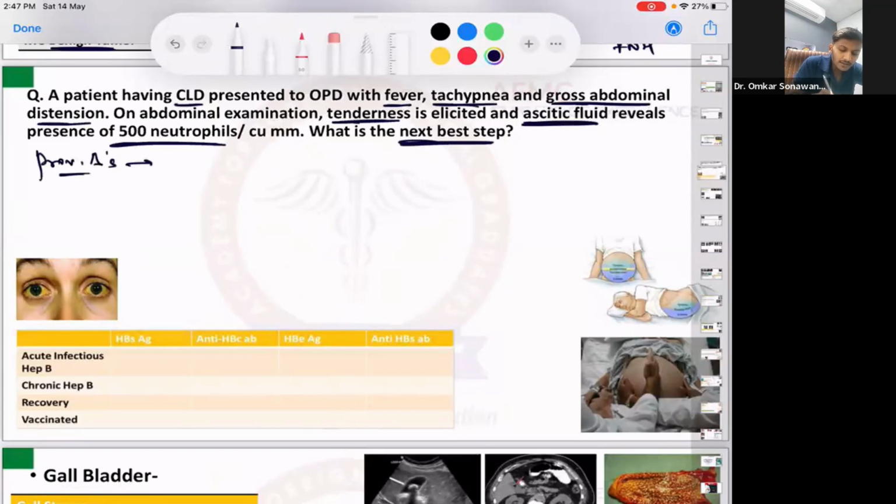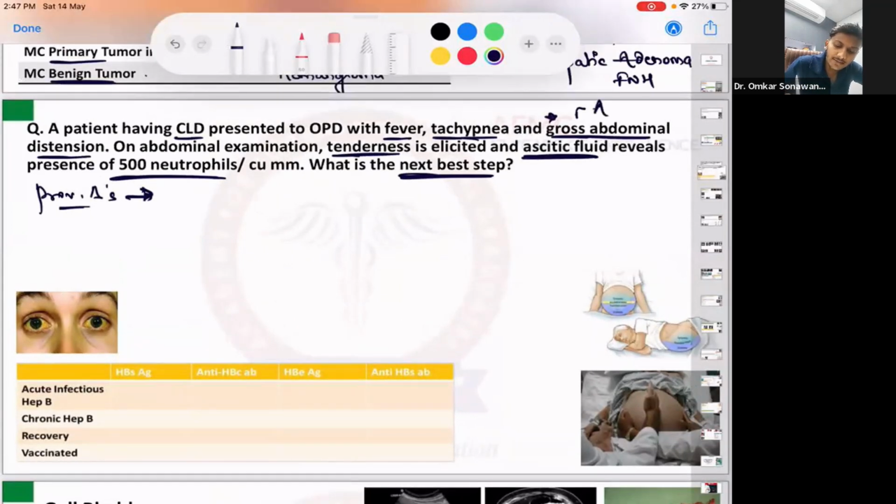So definitely, a patient of cirrhosis or chronic liver disease comes to you with gross abdominal distension. Definitely you are going to think in terms of ascites, because protein production from the liver will go down, and therefore there would be decreased plasma oncotic pressure, and that usually causes ascites in this patient.